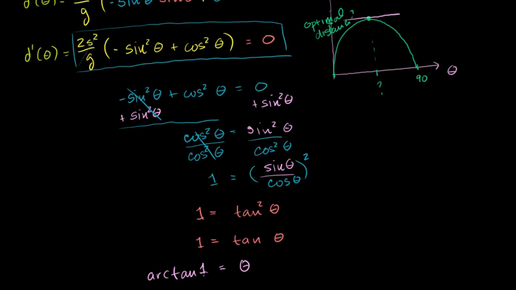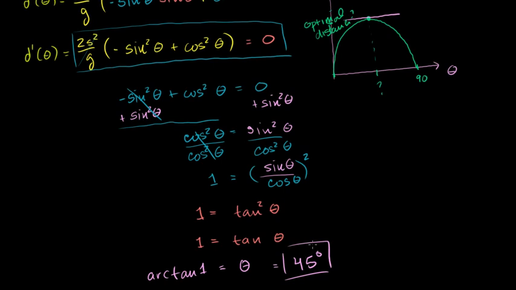You could use a calculator to solve that, or you might just know it by memory. The arctangent of 1 is 45 degrees, or if you are dealing in radians, it is pi over 4 radians. Either one is going to work. So our optimal angle when we shoot this thing is going to be 45 degrees.